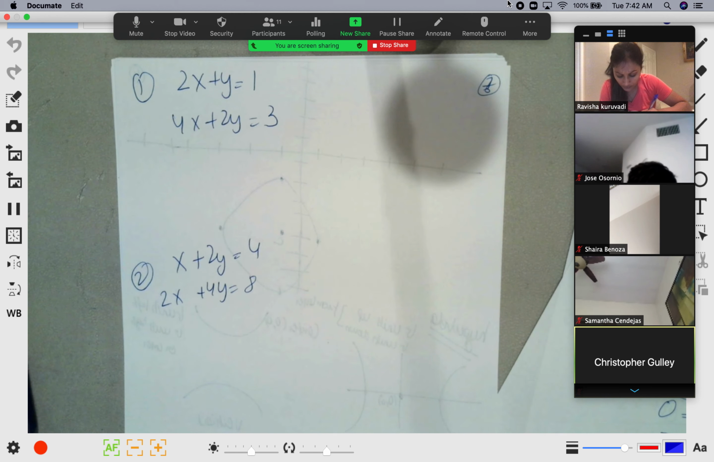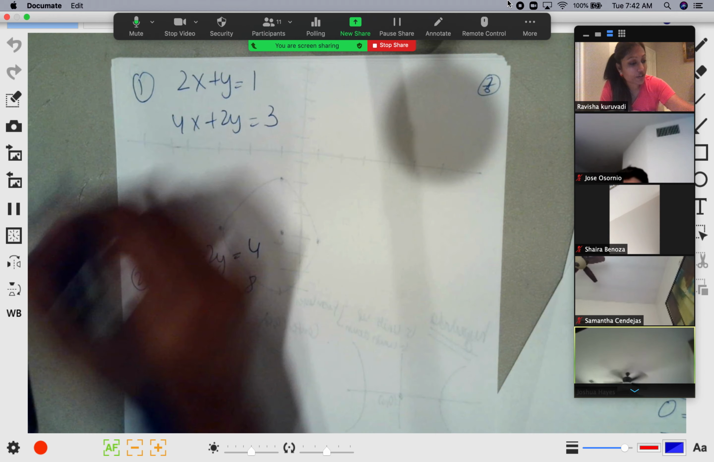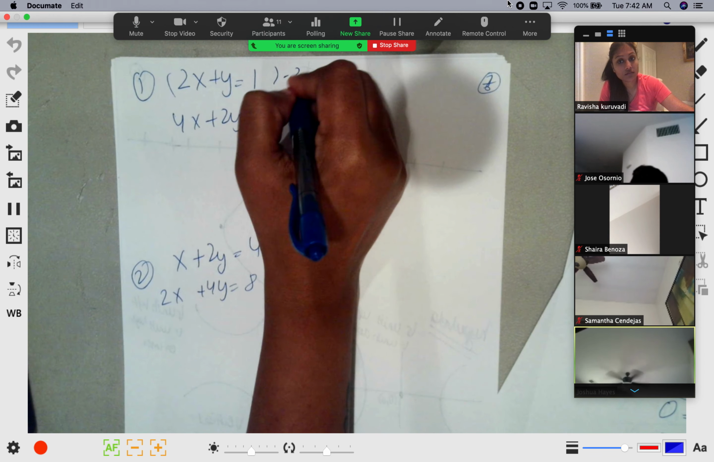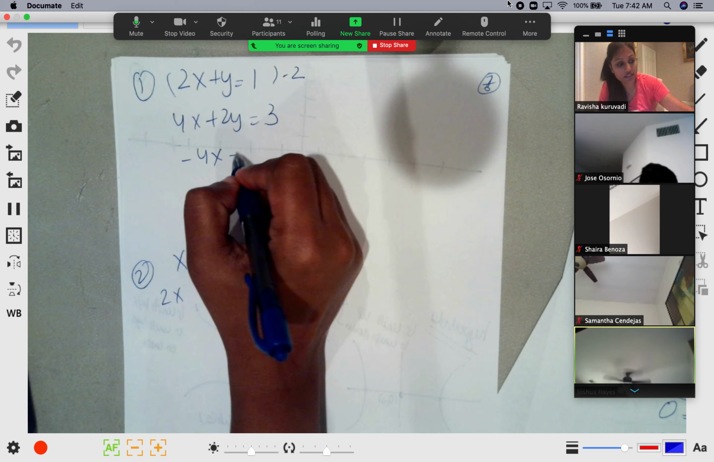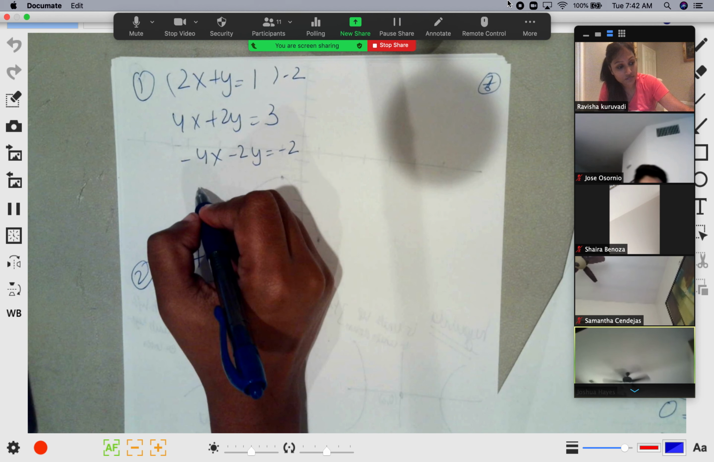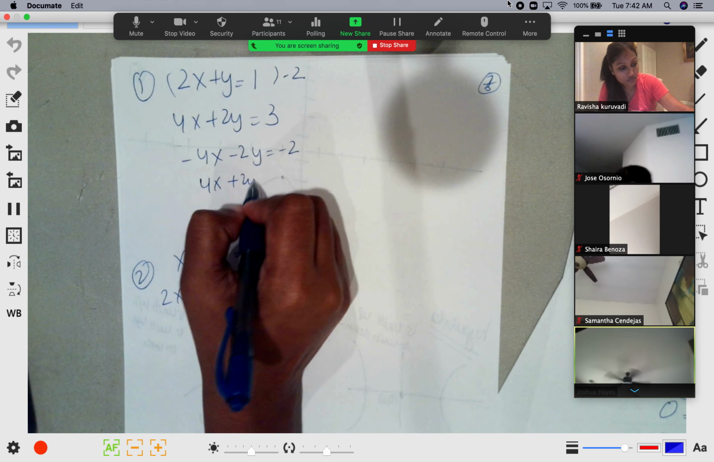Joshua? Okay, Joshua. First problem. Is it in standard form? Yes. Okay. Which variable are you trying to eliminate? I'm trying to eliminate x, so I multiply the top equation by -2. Okay, when you do it, what do you get? -4x minus 2y equals -2. Okay, and then? They cancel out.